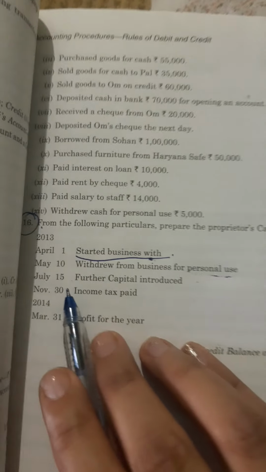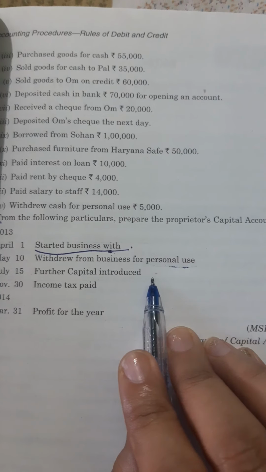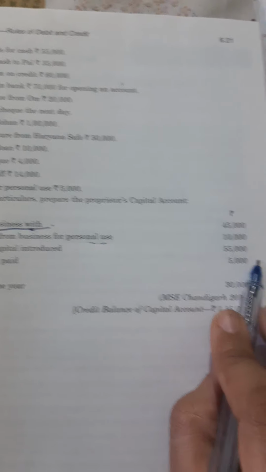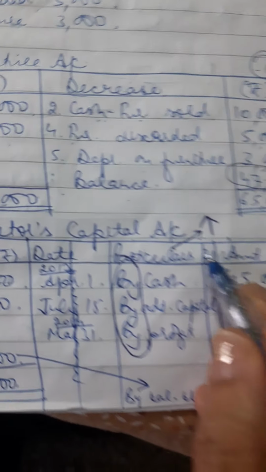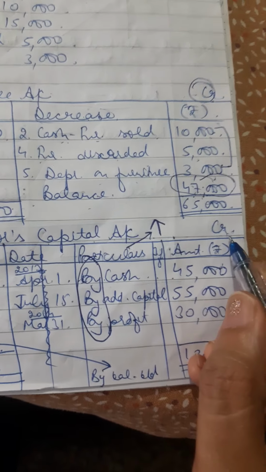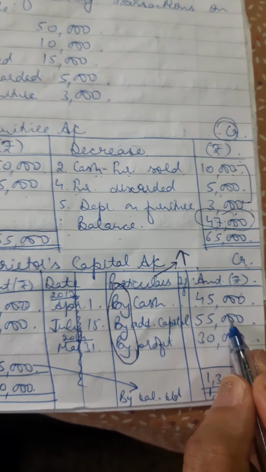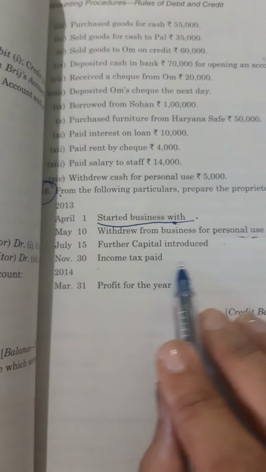Next, further capital introduced. The owner is bringing in more capital for rupees 55,000. So capital is again increased. So we know increase will be shown on the credit side by additional capital 55,000.